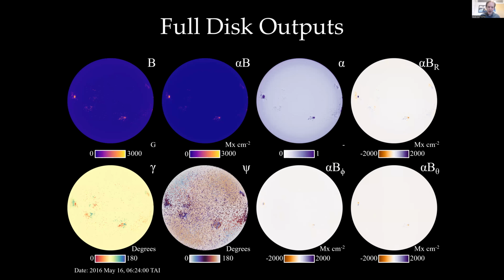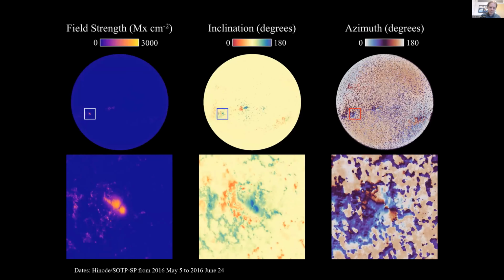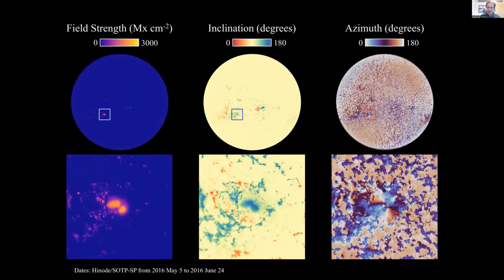The cool thing is that once you train on these cutouts, you can actually run this on the full disk. These are outputs of the parameters like the field strength, the inclination, the azimuth, and also the field in heliographic coordinates. And you can run this on the full disk. In fact, here's a video of it running, and this is basically about 2 months' worth of data.